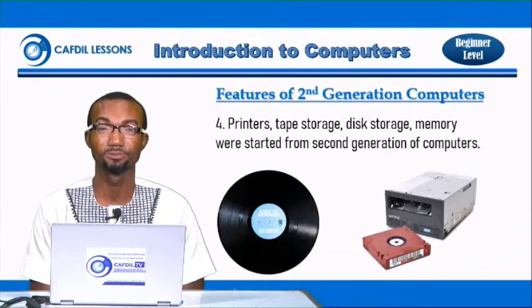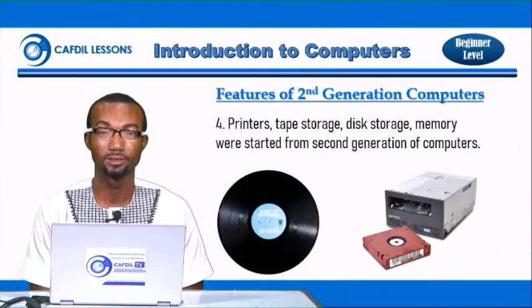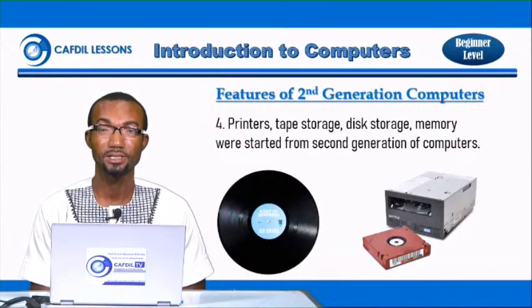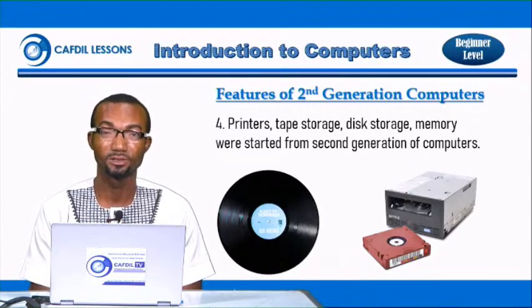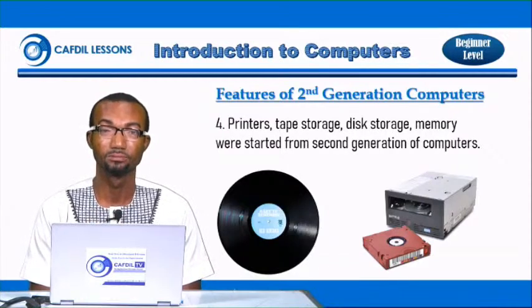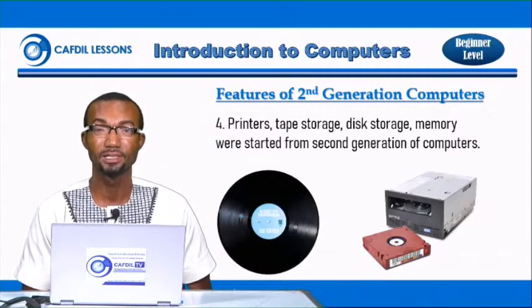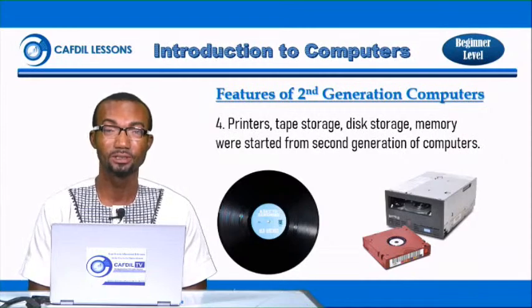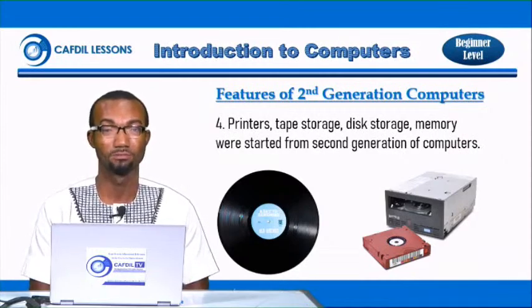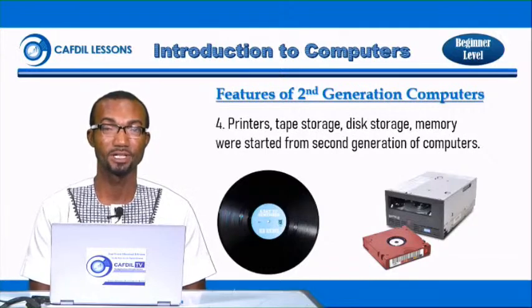Let's look at the next one. These are printers, tape storage, disk storage, memory, which started from the second generation of computers. If you look at the pictures you see on your screen, you see a CD there. Very big. It's bigger in size than the one we see today. So printers, tape storage, we normally call it in our dialect PM on call. So those tape storage started coming during the second generation.